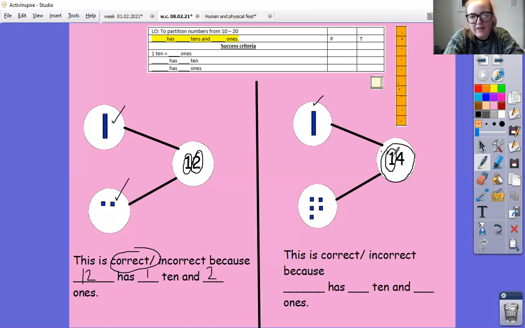So 1 ten, and then how many ones should my 14 have? It should have 4 ones. My other part should have 4 ones. So here are my ones, and there's 1, 2, 3, 4, 5. Ooh, 5 ones is not the same as 4 ones. So this is incorrect. This is incorrect because 14 has, how many 10s does 14 have? Have a little think. 1 ten. And how many ones does 14 have? 4 ones. Fantastic. Okay.